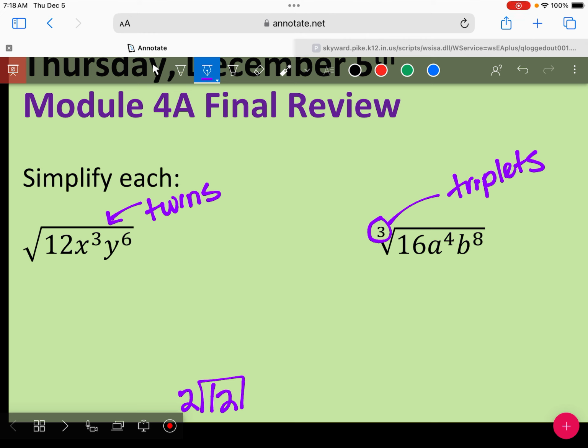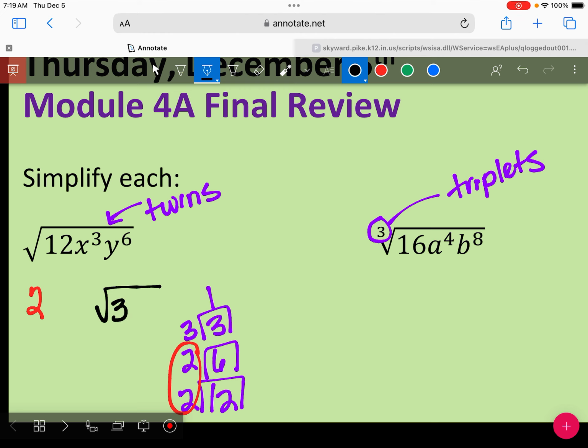So 2 goes into 12 6 times. 2 goes into 6 3 times. 3 goes into 3 1 time. So we have a pair of 2s. That comes out. And then I'm going to put this little square root, and any term that doesn't have a twin has to stay. So that 3 has to stay.